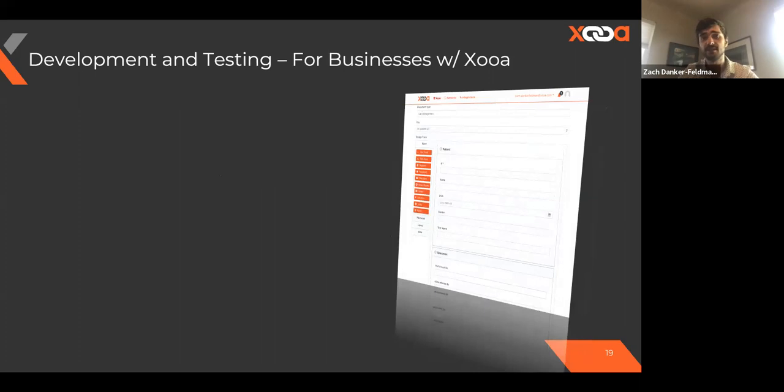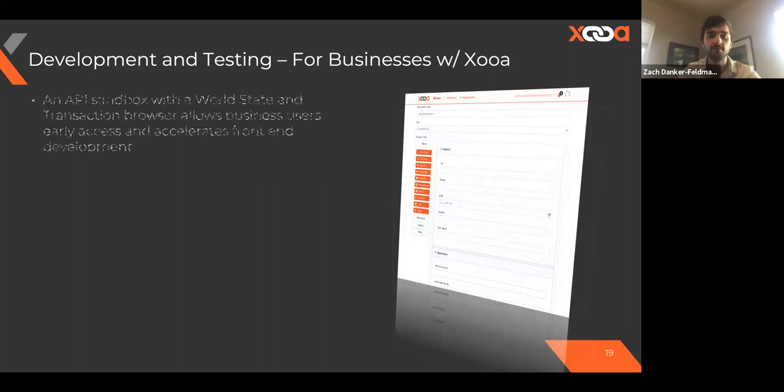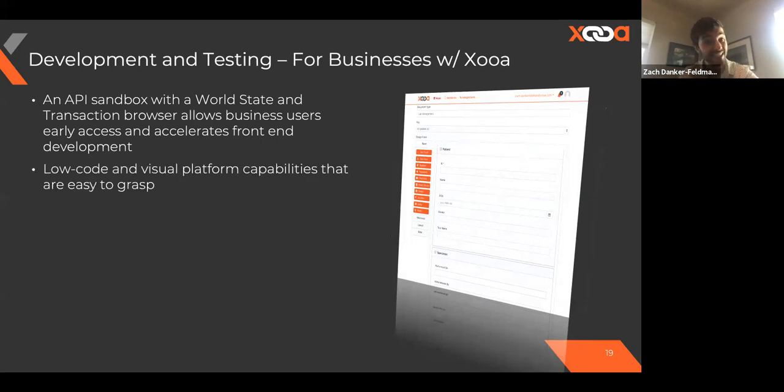For businesses using the Xooa platform during this phase, specifically useful to this phase, Xooa offers an API sandbox and a world state and transaction browser that allows business users early access and accelerates front-end development. Additionally, there are low-code and visual platform capabilities that are easy to grasp, like our forms builder that allows you, as you can see on the right here, to customize your own form that will, each field will then be uploaded to your blockchain ledger. And then additionally, there's a dashboard feature that allows you to better visualize and analyze the data within your ledger.